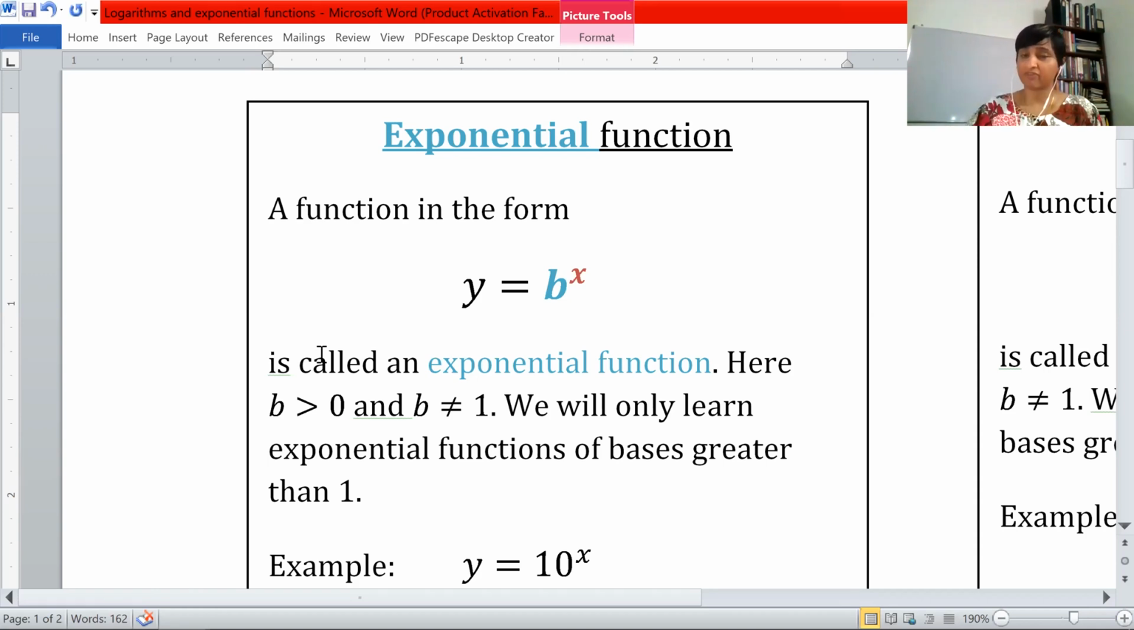But when it comes to a function, we restrict ourselves to positive bases, and we don't take b equals 1 because that doesn't give you anything. If b is 1 here, this function is going to be y equals just 1. For whatever x, it's always 1. It's just a horizontal line then, right? Because it's y equals 1. So then it's not an exponential function. So we are only interested in bases greater than 0 with b not being equal to 1.